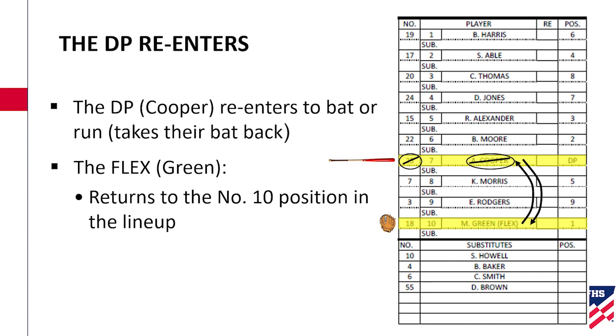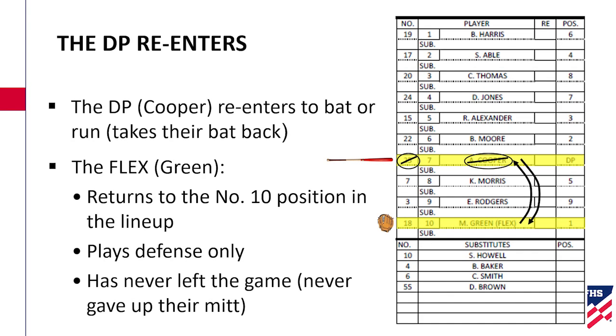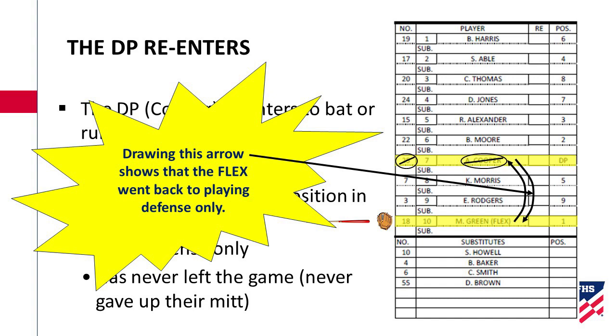The one thing that's cool about this is that flex has never left the game, right? Because they've never quit using their mitt. They've continued to play defense. That's what their real job is, right? So they've never left the game. So that's one of the cool things about Flex DP. You can move people in and out without having to leave the game. It gives you more flexibility as a coach, right? So again, drawing that arrow is a really cool thing to do because it shows you the flex is going back to playing defense only.